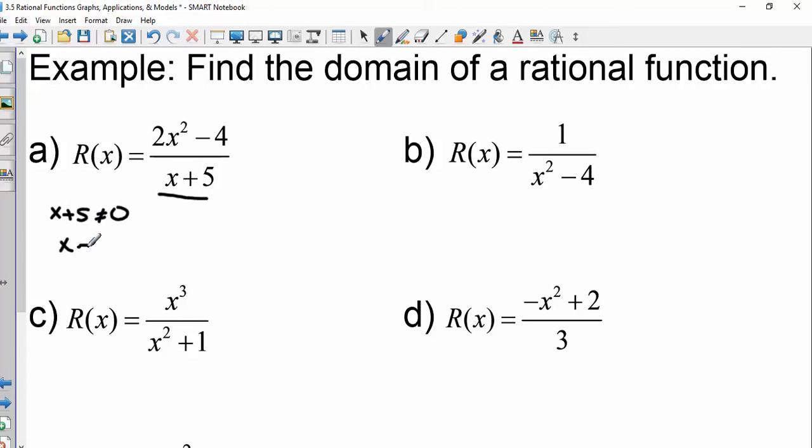So that means x can't be -5. In interval notation, that's everything except -5. So that would be -infinity to -5, union -5 to infinity. So everything smaller, everything bigger, just not including that one number.